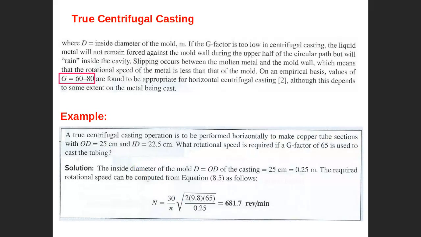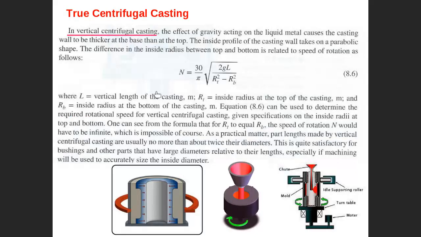Okay, I hope it is clear. Actually, not only horizontal but also vertical. Centrifugal cast could also be done vertically. As you can see here, this is vertical. This is a rotating mold, and this is a liquid. We deliver liquid here, and because of the mold rotation, the liquid will stick.